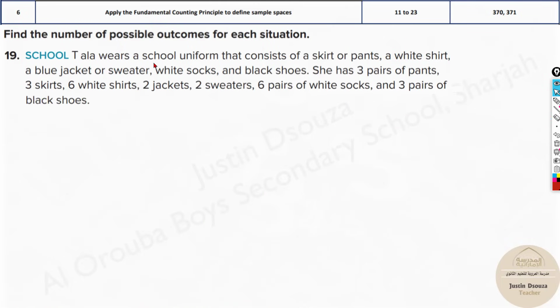Here we have that Tala wears a school uniform that consists of a skirt or pants, a white shirt, a blue jacket or sweater, white socks, and black shoes. She has 3 pairs of pants, 3 skirts, 6 white shirts, 2 jackets, 2 sweaters, 6 pairs of white socks, and 3 pairs of black shoes. Now, here, if you look carefully, they have told skirt or pant, then white shirt, jacket or sweater. This is important because we cannot multiply the number of skirts and pants like this. No, this would be wrong because it's or, clearly mentioned or. So you need to add them up. So basically, or is always adding and and is multiplication, right?